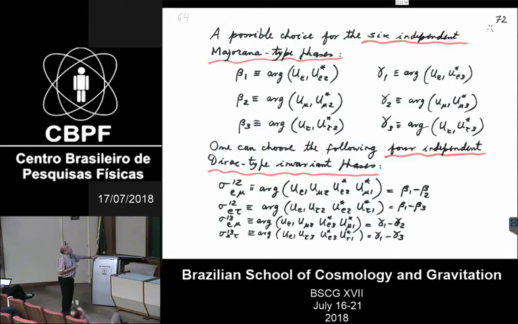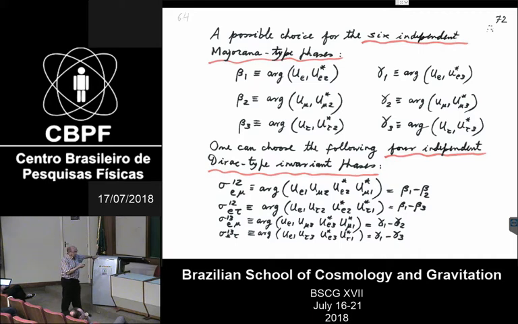So you can define six independent Majorana type phases. And you can prove, it's a very amusing thing, that out of these phases, assuming unitarity, you can rebuild the full PMNS matrix. How? First, you build the arguments, the Dirac type invariants, and then with the rest you can prove that you can construct the full matrix. This is a little bit theoretical because you cannot actually measure all these Majorana type phases.